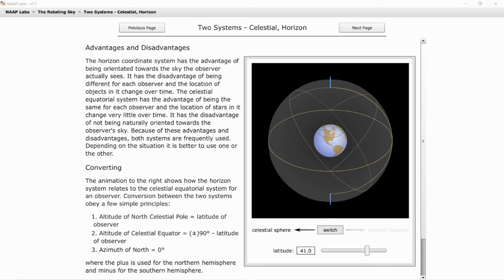Next page here, advantages and disadvantages. The horizon coordinate system has the advantage of being oriented towards the sky the observer actually sees. It has the disadvantage of being different for each observer, and the location of objects in it change over time. The celestial equatorial system has the advantage of being the same for each observer, and the location of the stars in it change very little over time. It has the disadvantage of not being naturally oriented towards the observer's sky. Because of these advantages and disadvantages, both systems are frequently used depending on the situation.